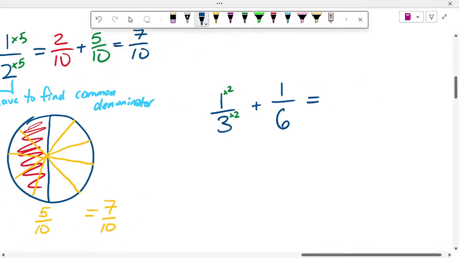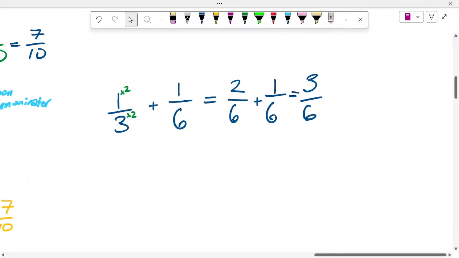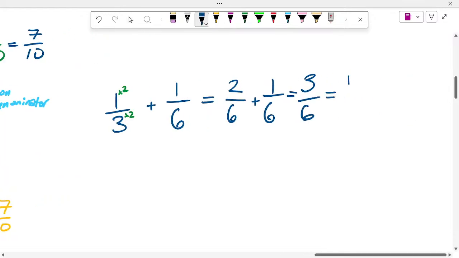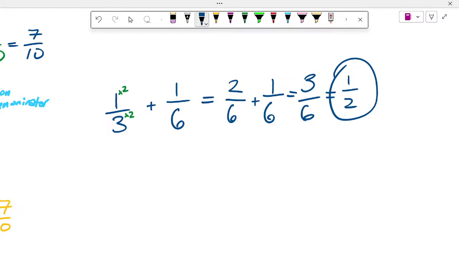In this case, 2 times 1 is 2. 2 times 3 is 6, so that's 1/3 is the same as saying 2/6, and then plus 1/6. And what's that equal? 3 over 6. And is there a better way to say 3/6? 1/2.